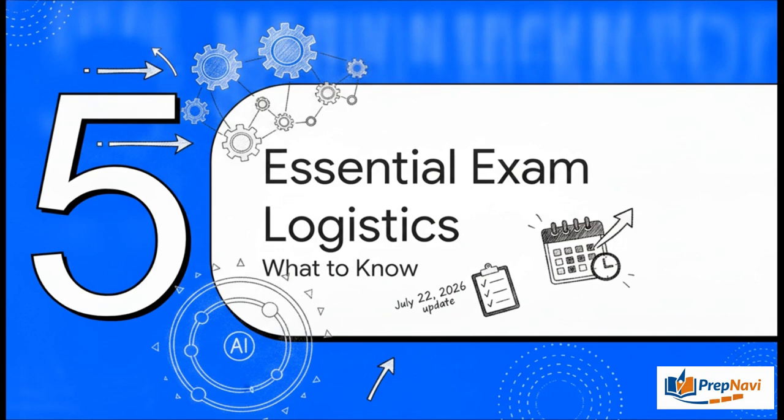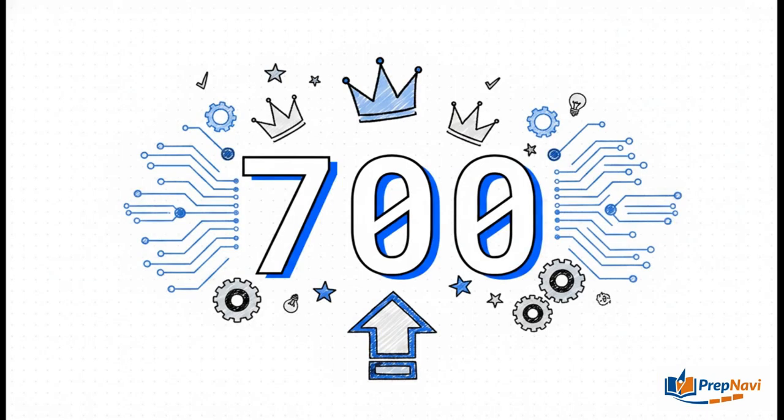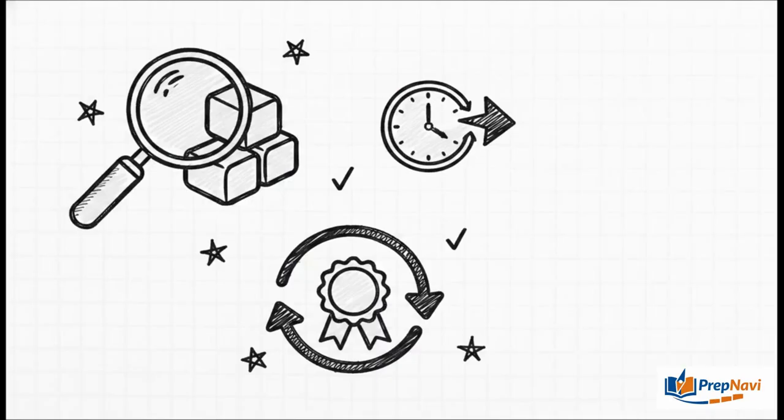Section 5. Essential Exam Logistics. All right, 700. That is your magic number. Based on the exam updates mapped out as of July 22, 2026, you're going to need a score of 700 or higher to pass and officially grab that AI Business Professional certification. Just a few super critical things to remember from the study guide. Most of the questions focus on general availability, or GA features. But, and this is a big but, the exam might throw in questions on preview features if they are commonly used in the business world, so definitely stay sharp on those.